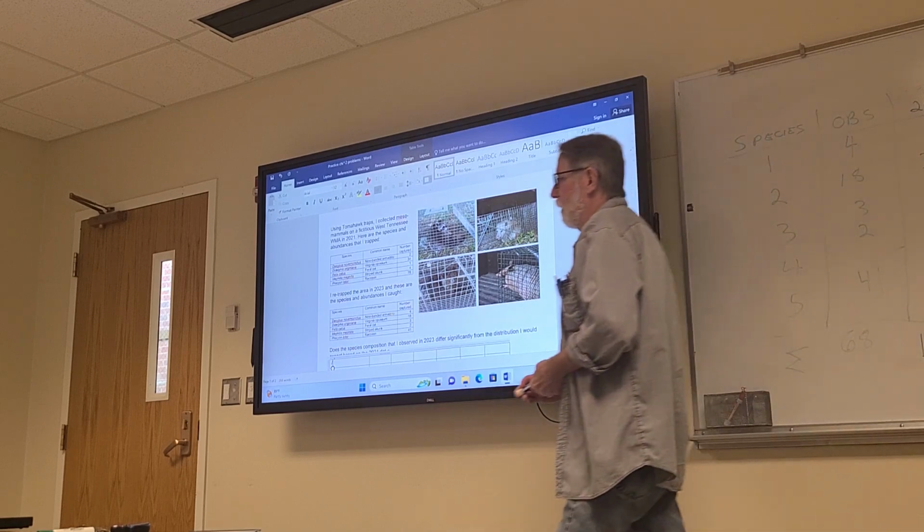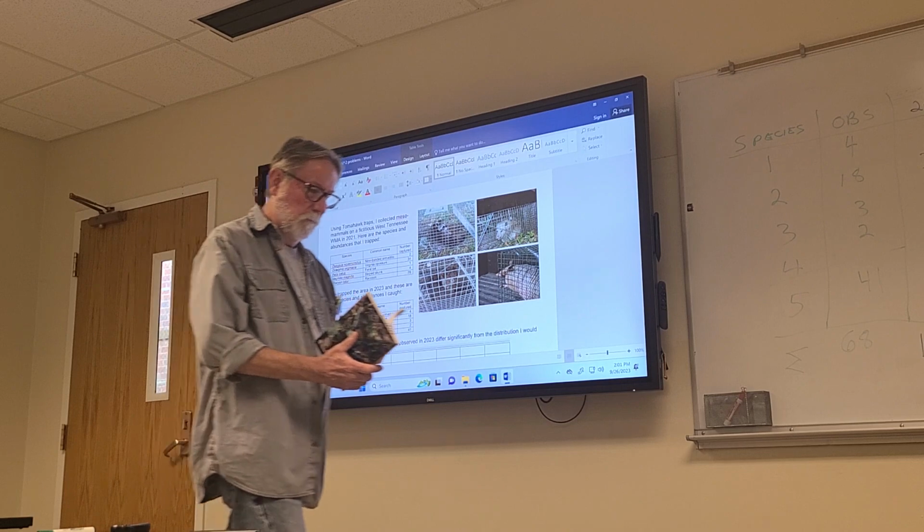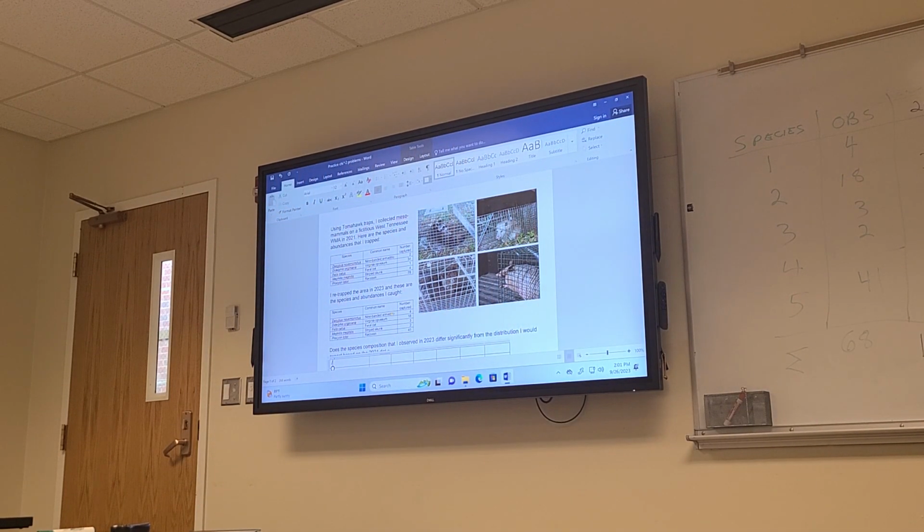What would be the critical value? What's our degrees of freedom here? 4. 4 degrees of freedom. So our critical value is? 9.49. So what's happening on this West Tennessee WMA?